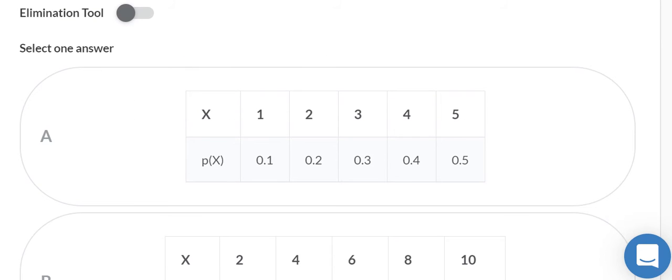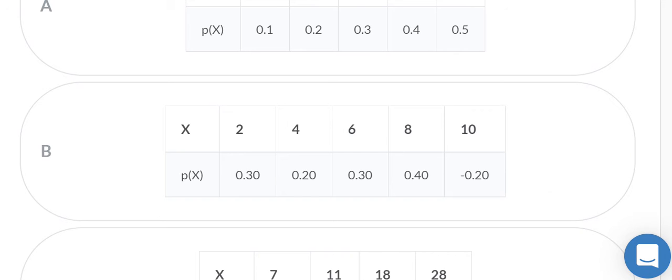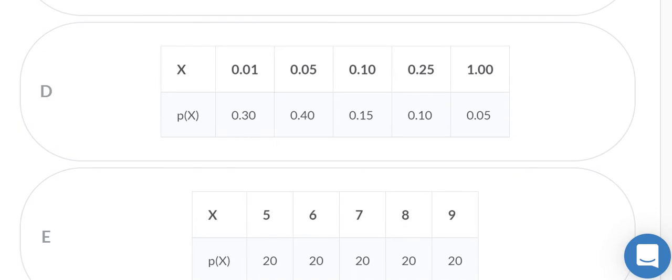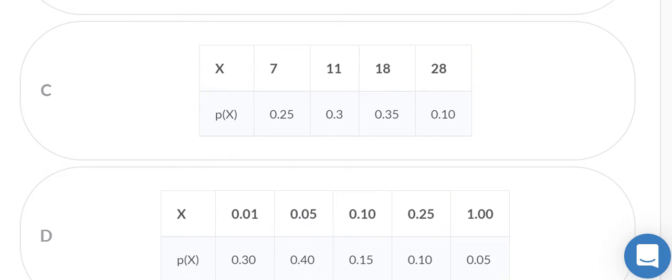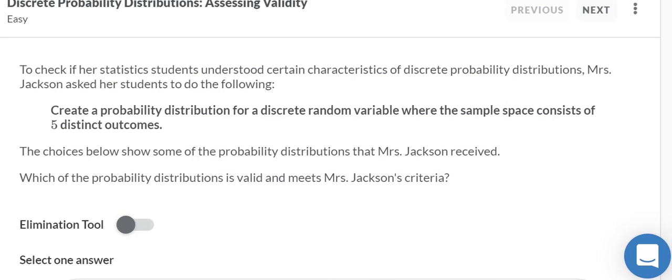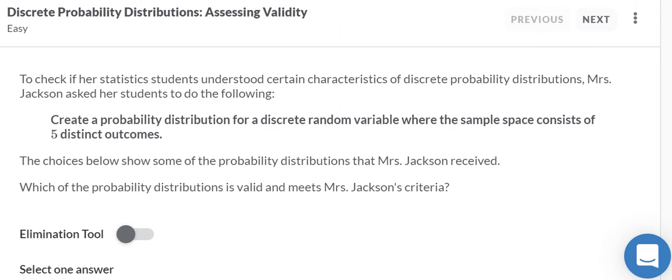So for example, option A has 5 outcomes, but when I add up the probabilities, the sum is greater than 1, and we want the sum to be equal to 1. So you're going to try to find one that has exactly 5 outcomes, and the probabilities must be between 0 and 1 and add up to exactly 1. I hope that helps you. Let's take a look at question number 2.